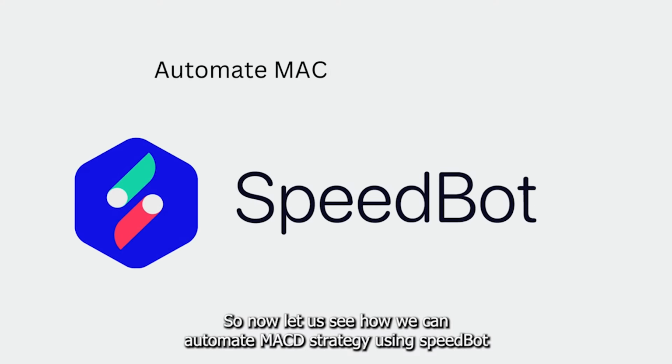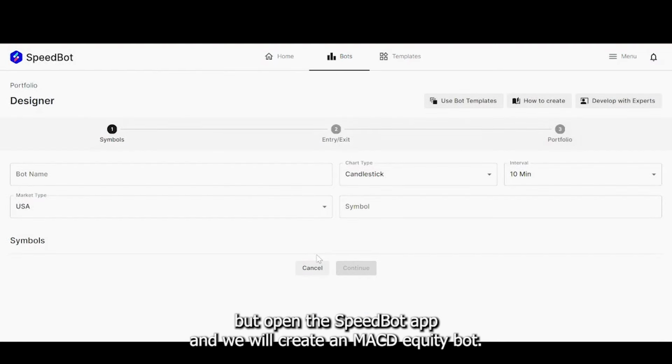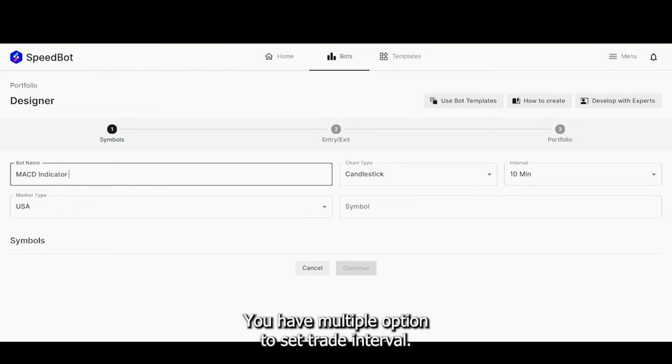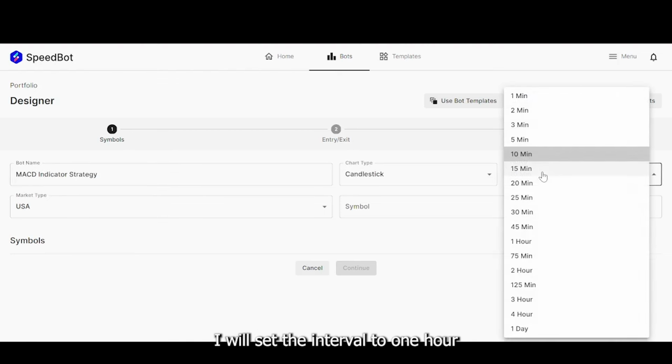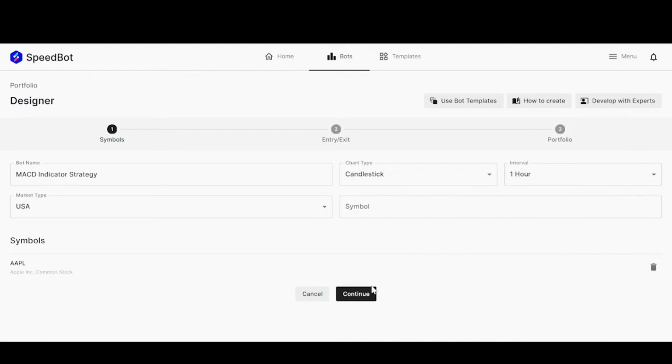So now let us see how we can automate MACD strategy using SpeedBot. Open the SpeedBot app and we will create an MACD equity bot. So now enter your bot name, MACD indicator. You have multiple options to set trade interval. I will set the interval to 1 hour. And we will be using Apple stocks for this strategy.